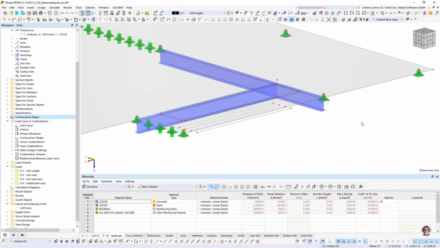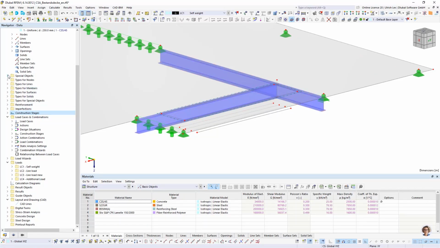So one special thing is when I create my members in this way, then each FE node is connected from the member and from the surface. So we would have big normal forces in the system. When I do not want to have this, when I want that my steel member is sliding between the concrete slab and the steel member, then I can add here a special object.